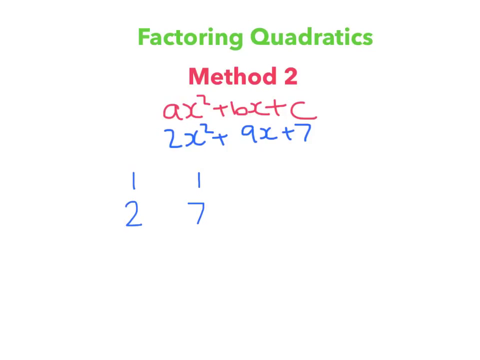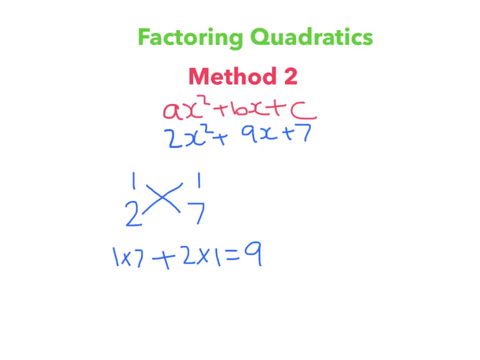And then the next step is to do a sort of cross multiplication, where you do 1 times 7 plus 2 times 1. And we see that this would give us 9. Now the goal of this is to try to get it so that whatever answer you get here is equal to b. In this case, we see that we got it on the first try.